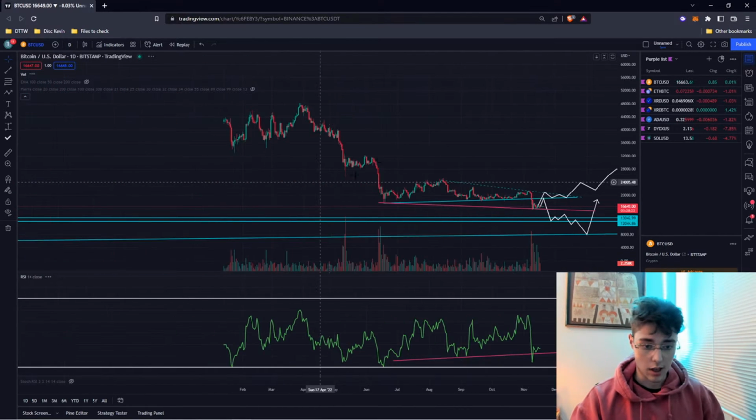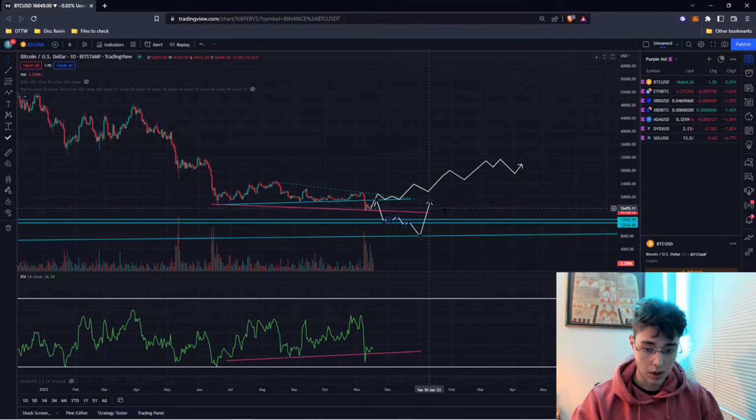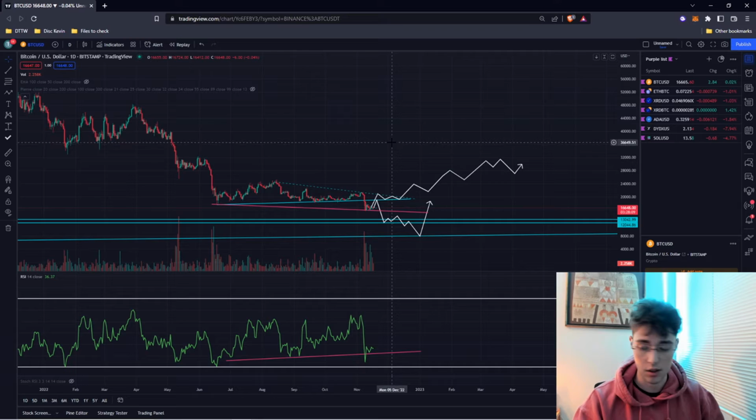If we go back into the daily time frame, we can kind of see what kind of time frame this would take. This will probably not happen over the course of the rest of 2022. It will probably also have a similar timeline as this.